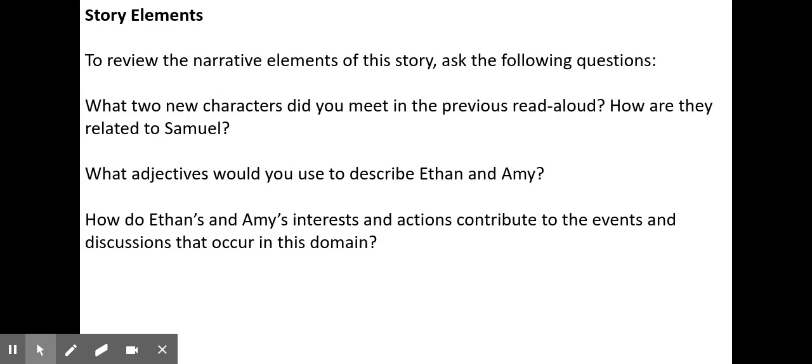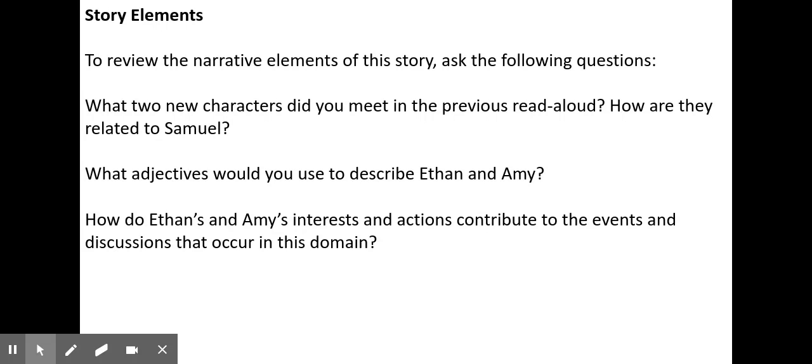So let's talk about our story elements, because we're reading a narrative story to find out about light and sound. We have some main characters, right? Our main characters in our story are Samuel and Jack, but now we've been introduced to two new secondary characters. Who were the two new secondary characters we learned about yesterday? That's right, Samuel's grandchildren, Ethan and Amy.